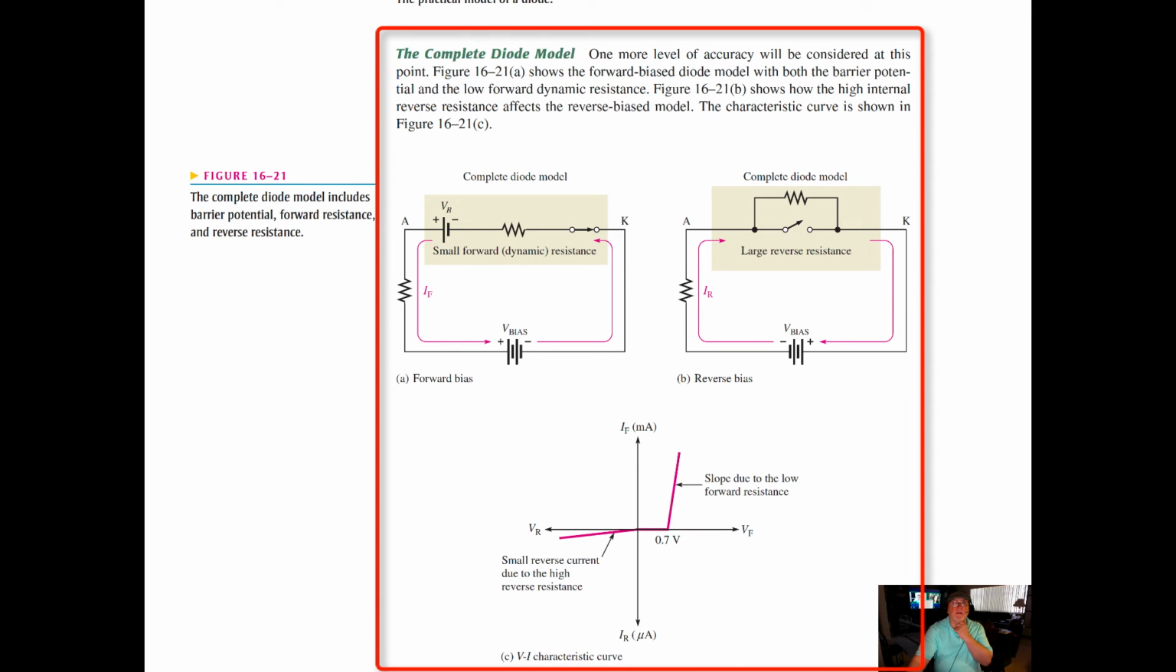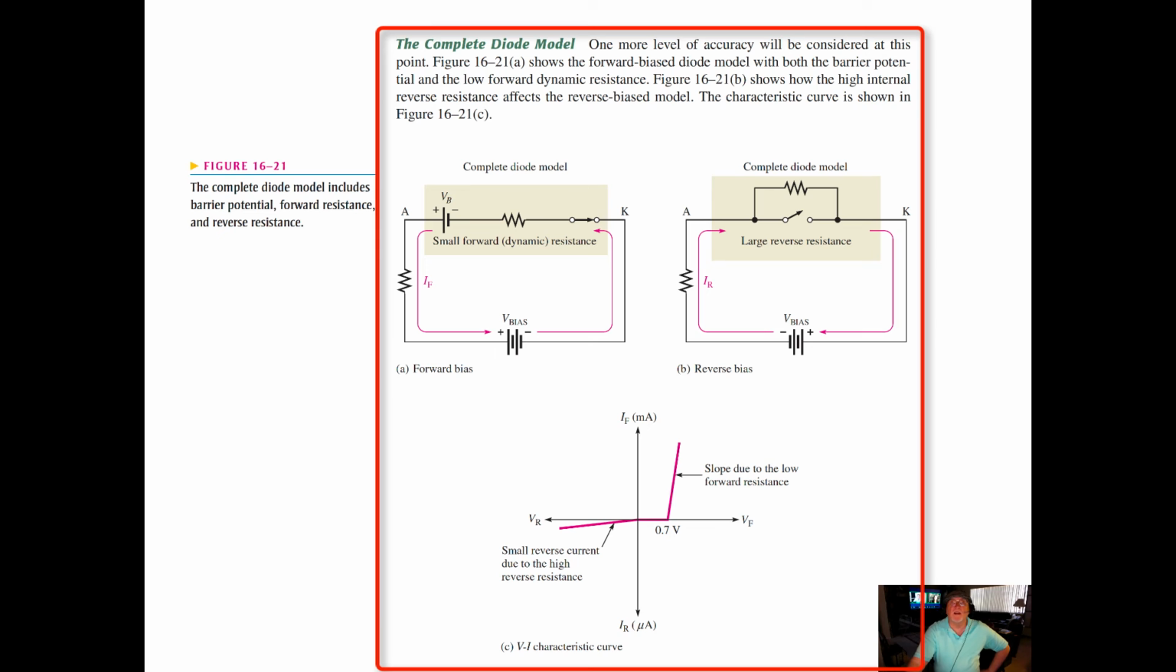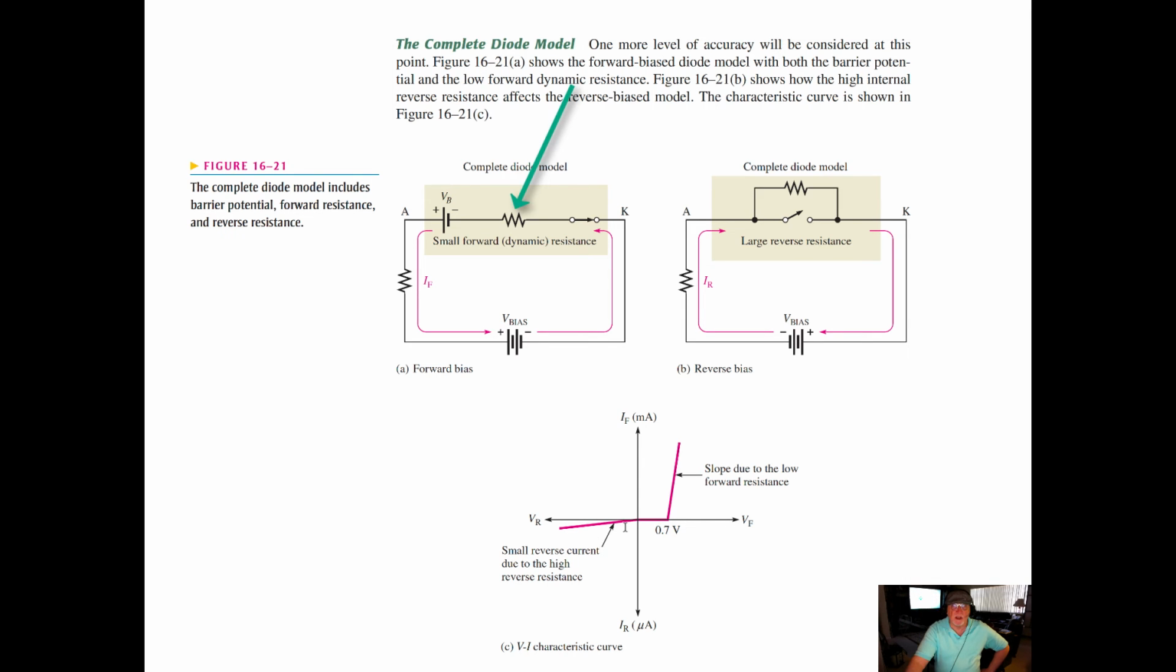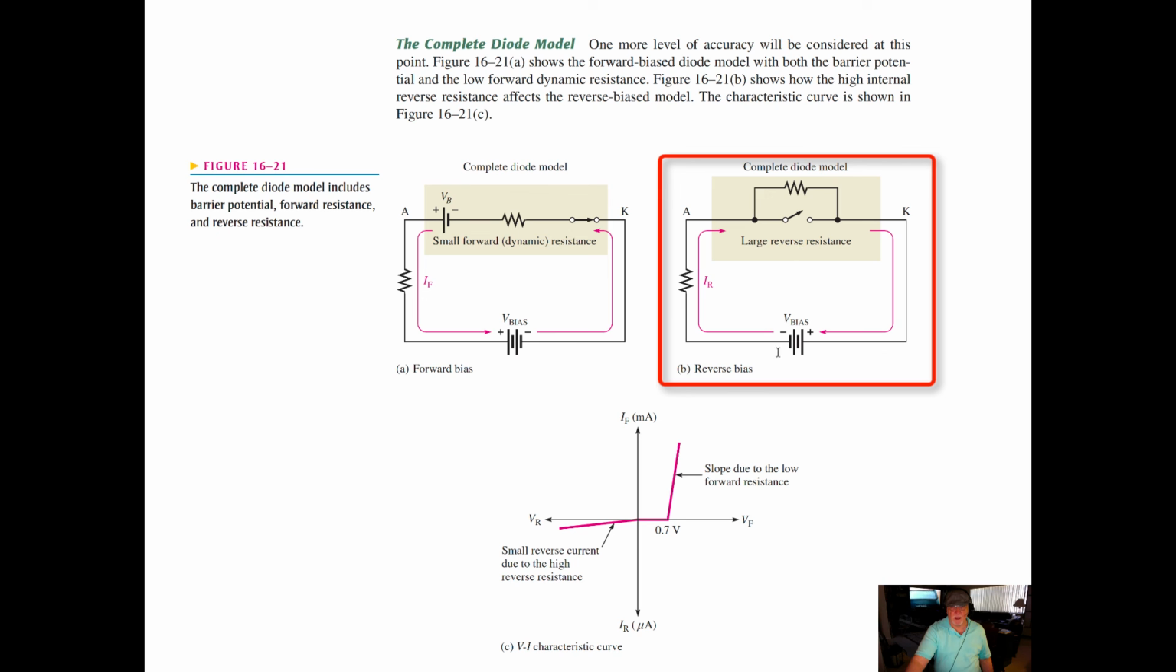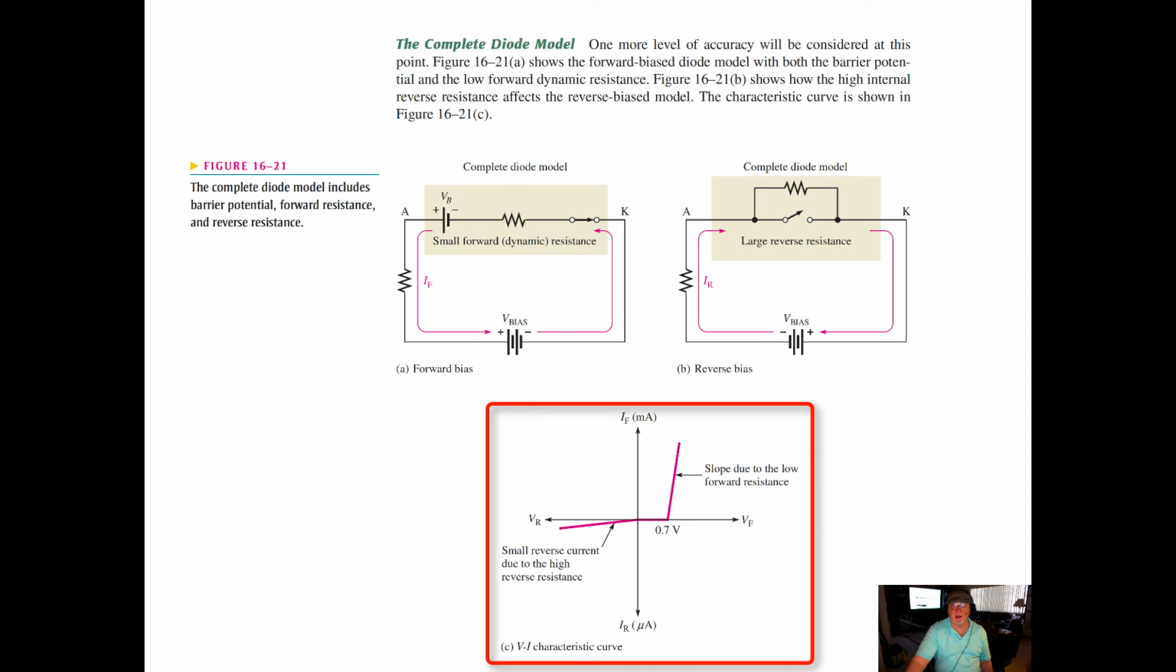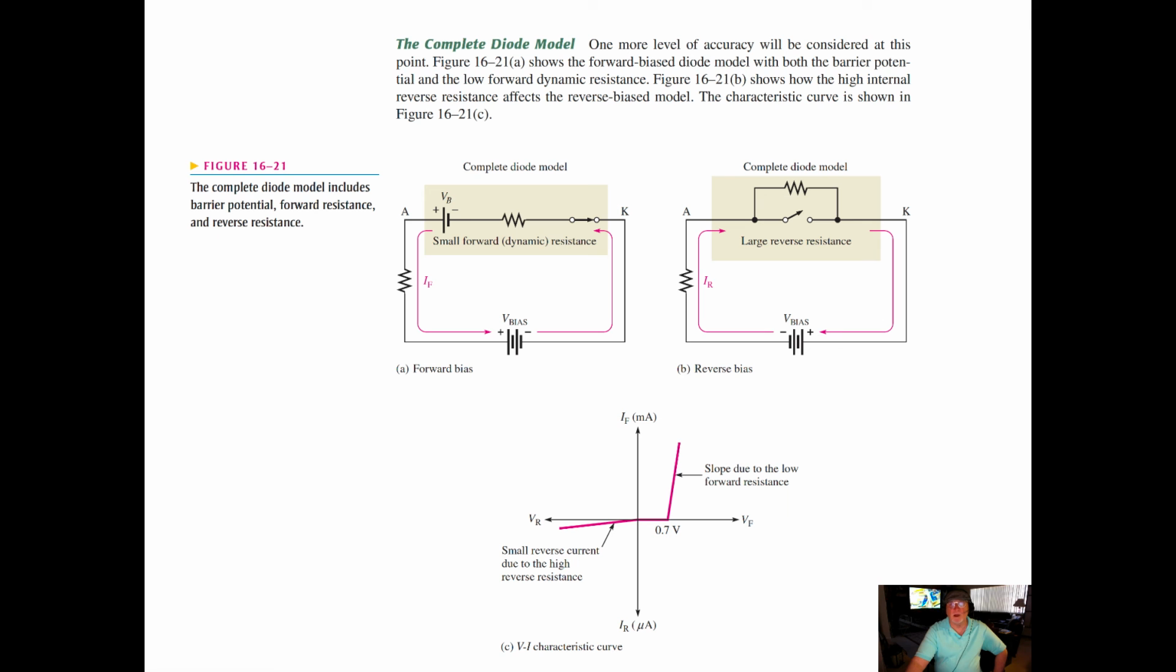In looking at the complete diode model, one more level of accuracy will be considered at this point. The diagram shows the forward biased diode model with both the barrier potential and the low forward dynamic resistance. You can see here in the graph what's going on, and if you match it with this little schematic diagram, we have some internal resistance in series, some internal resistance in parallel. The figure shows how the high internal reverse resistance affects the reverse bias model. So you can see we're developing that curve with each step as we move from the ideal to the more practical model for the diode.